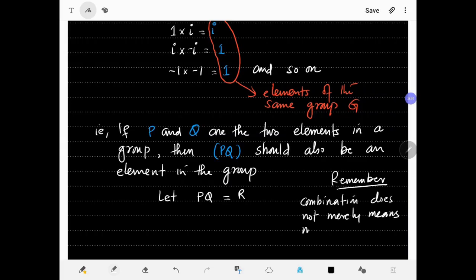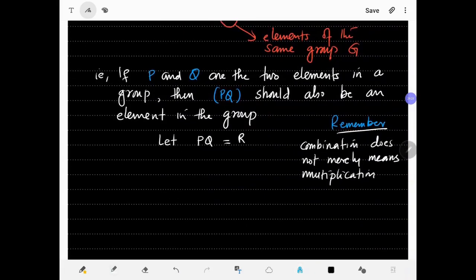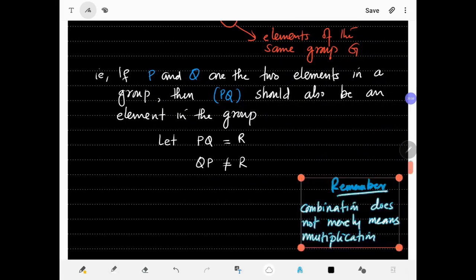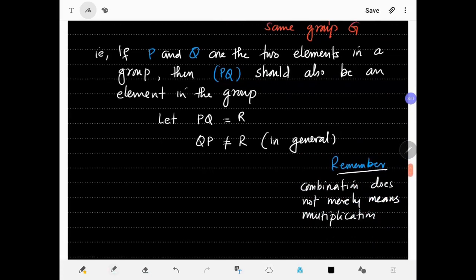So it could be a matrix addition, it could be an addition between two natural numbers, etc. So a combination does not merely mean multiplication. Now if I combine the two elements as QP, which need not necessarily be equal to R in general, that means it is not necessary that P and Q commute unless one or both of the elements is the identity element. This is because the elements are sometimes matrices and these matrices may not in general commute with each other.